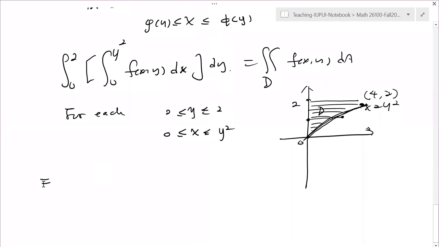Once you know the domain, then you can exchange the order. Here, this is going to be 4. Now, some students, without understanding the problem, just say I'm going to interchange that. This tells me you totally don't understand what an iterated integral is. You just exchange the order. That tells me you knew nothing.